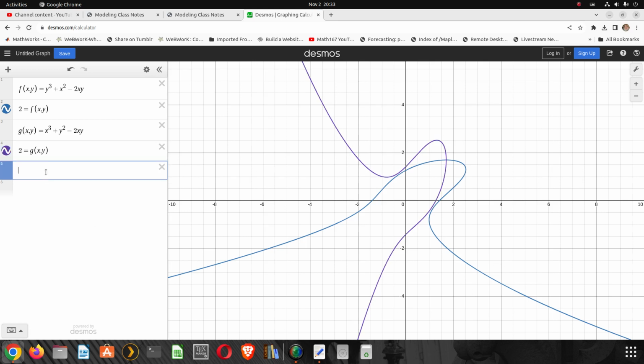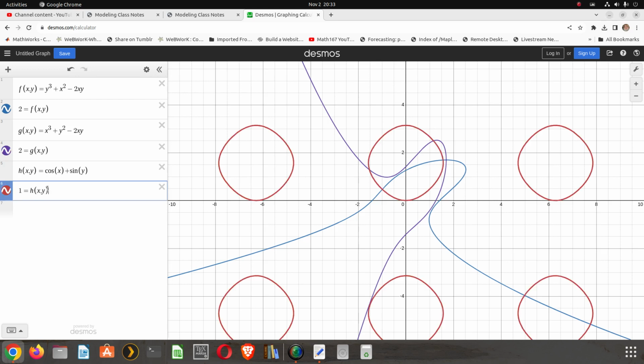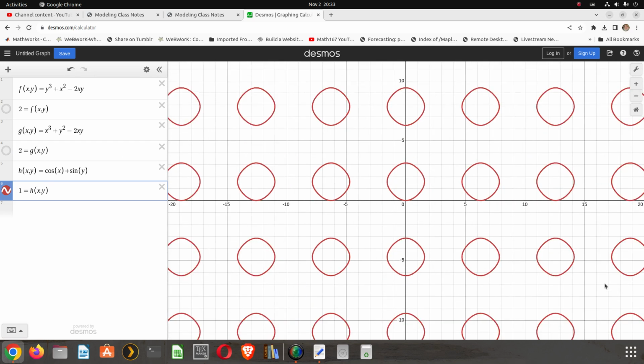Some other functions that you might run into, so let's just try it. h of x, y maybe equals cosine of x plus sine of y. And down here we'll take h of x, y equals 1 just for fun. I guess we can clear some of those. Good. So this is kind of a fun pattern.